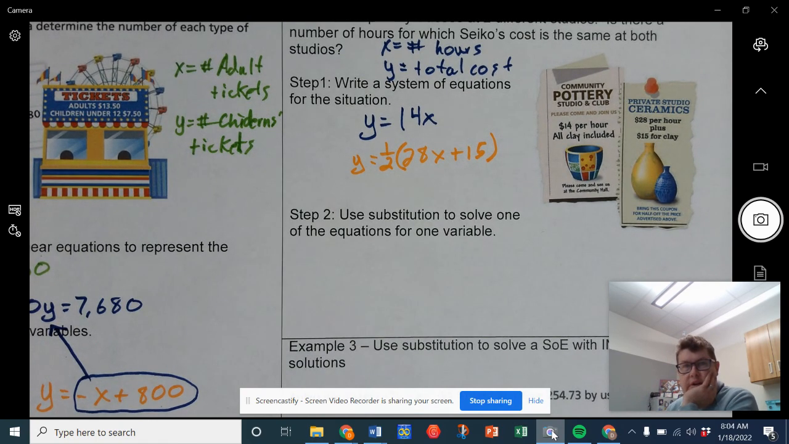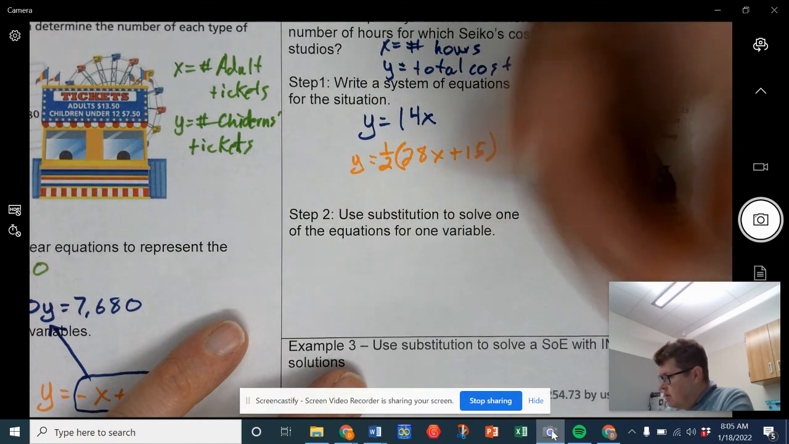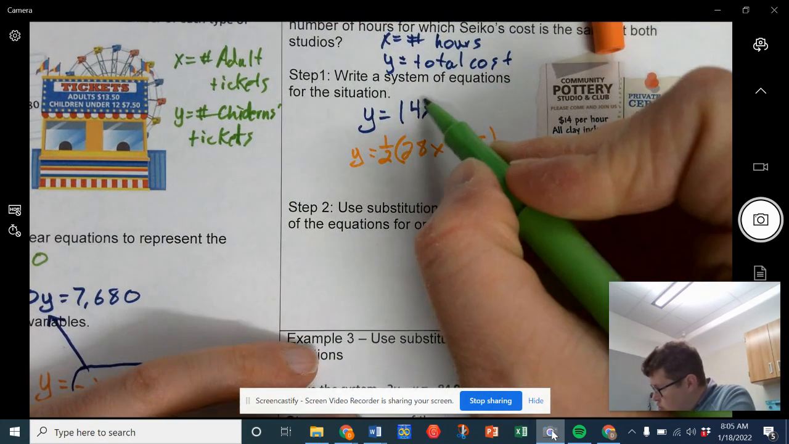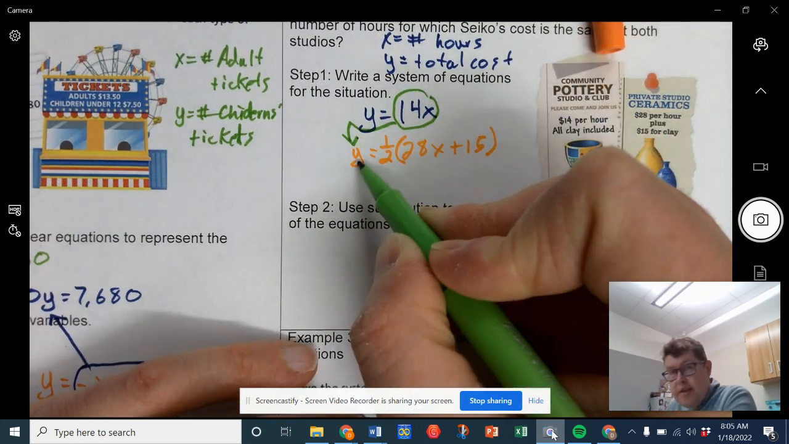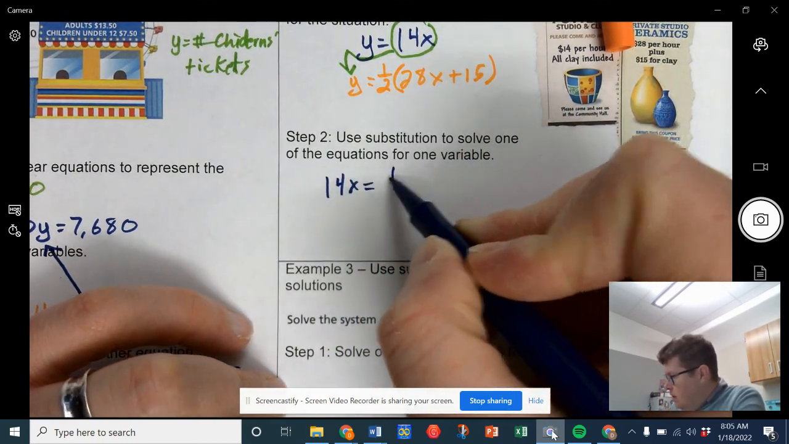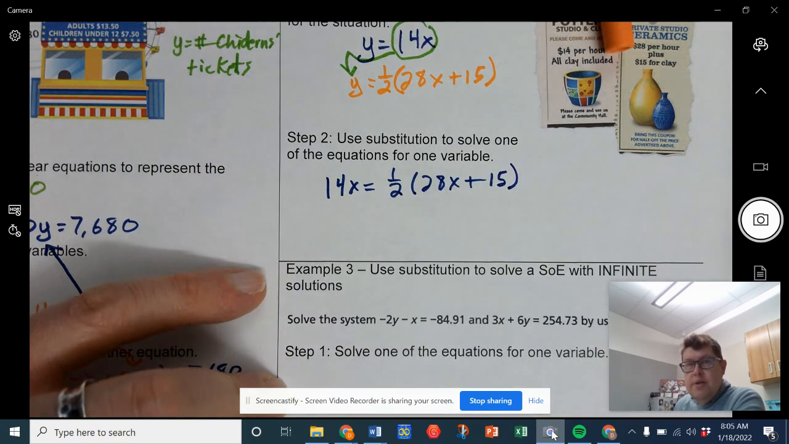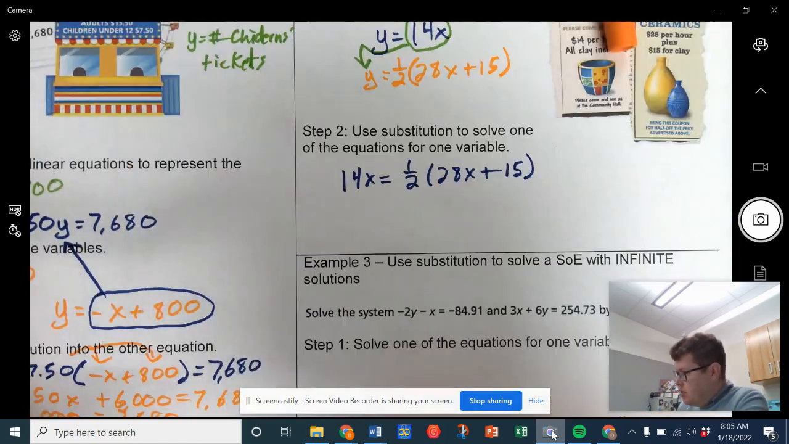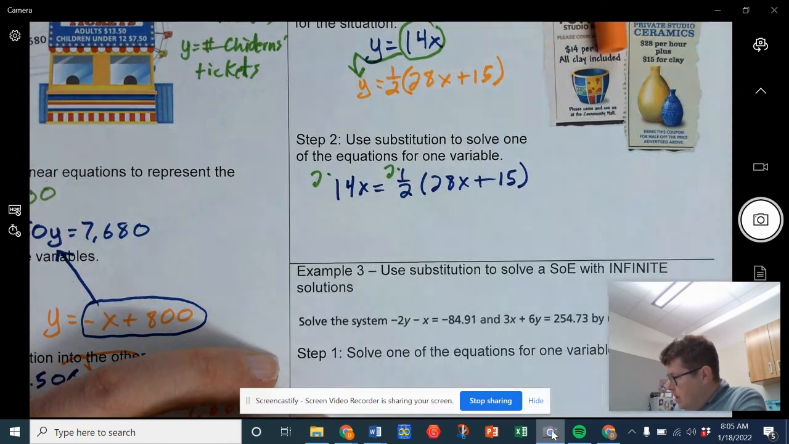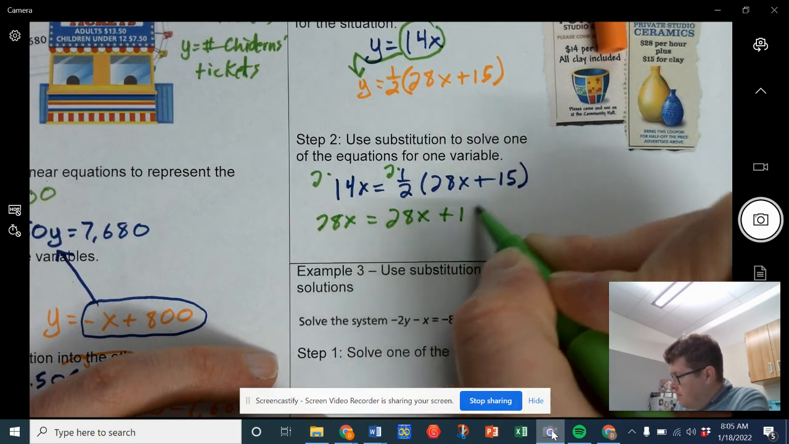Now, use substitution to solve one of the equations for one variable. This one is already solved for y, so we can take this 14x and just plug it directly in for that y in the other equation. So we can set up our equation as 14x equals 1/2 times (28x plus 15). Now we can fraction bust and get rid of this fraction by multiplying both sides by 2. So this becomes 28x equals 28x plus 15.